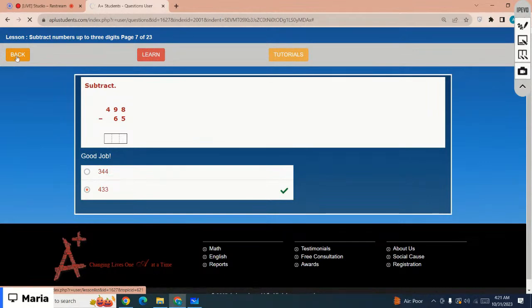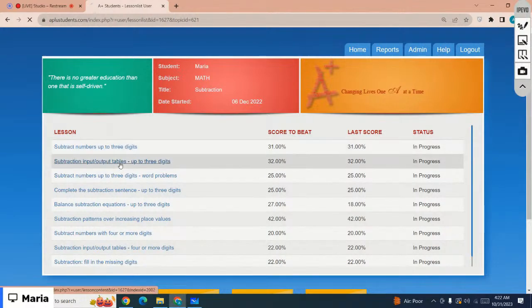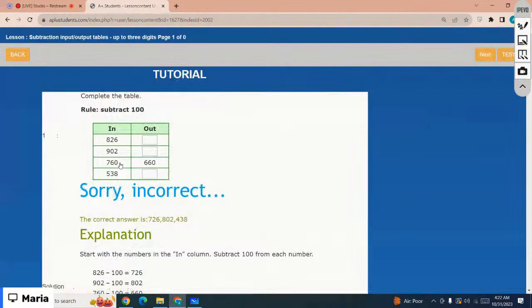And the next lesson is subtraction input output tables up to 3 digits, right? So the input output tables are exactly the same like we did with addition. You are given the rule, you just have to apply the rule and find the output. You have to apply the rule on each input value to calculate the output value. Just look at the first example.